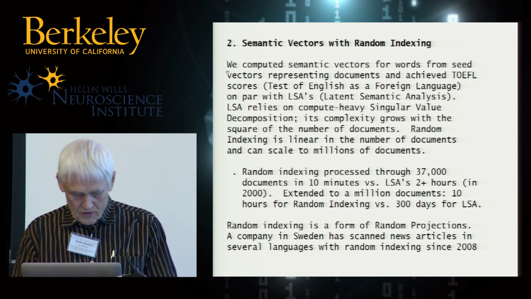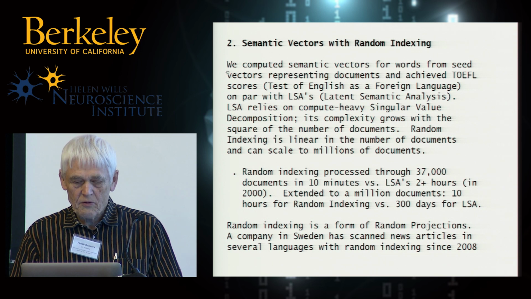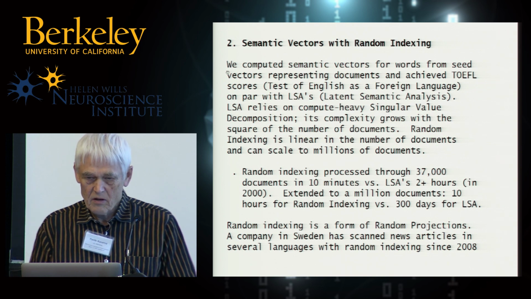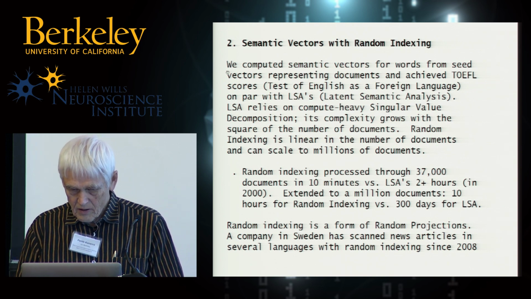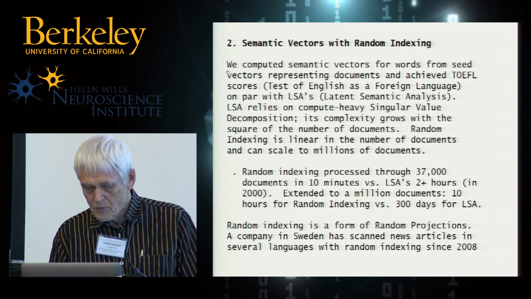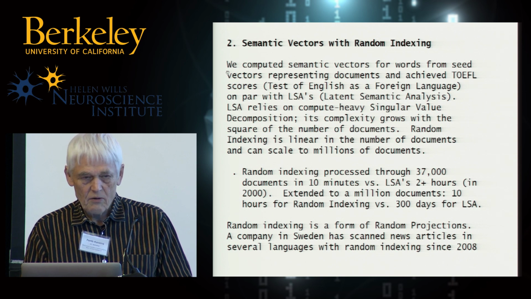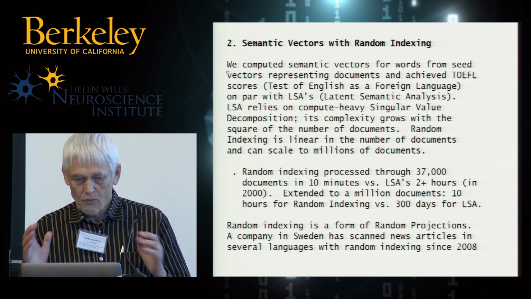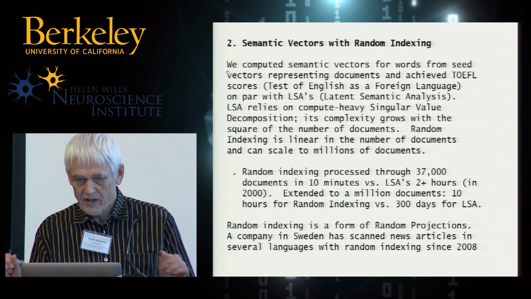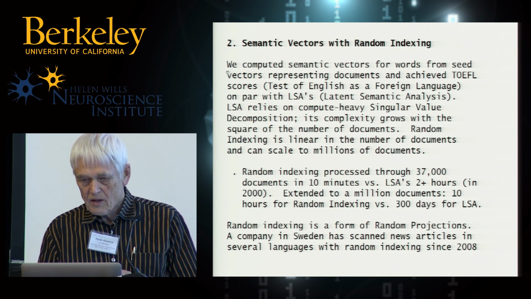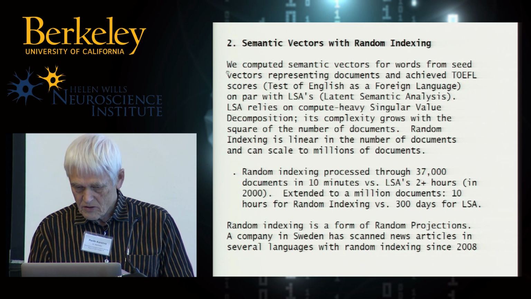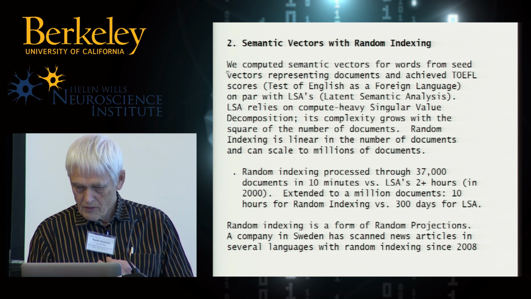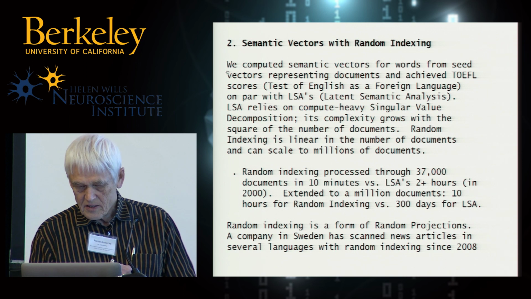Another example, semantic vectors computed with random indexing. Now, semantic vectors have been around for at least 20 years, and probably the best known method of computing semantic vectors is latent semantic analysis. What it means is that you go through a lot of text, and for each word in the vocabulary, you produce a high-dimensional vector, and then you compare meanings of words by comparing the vectors.